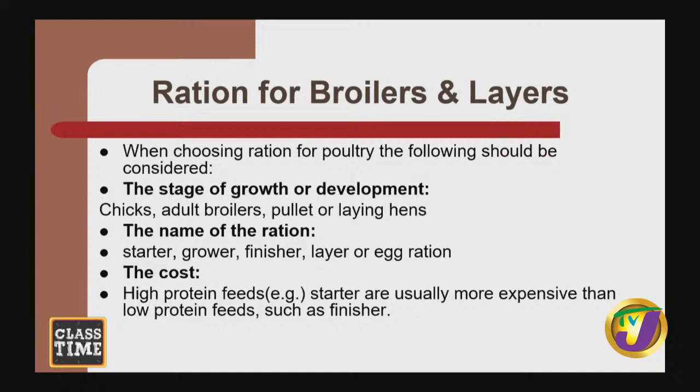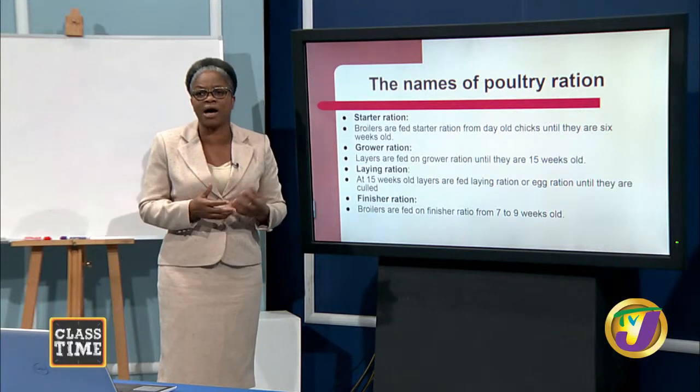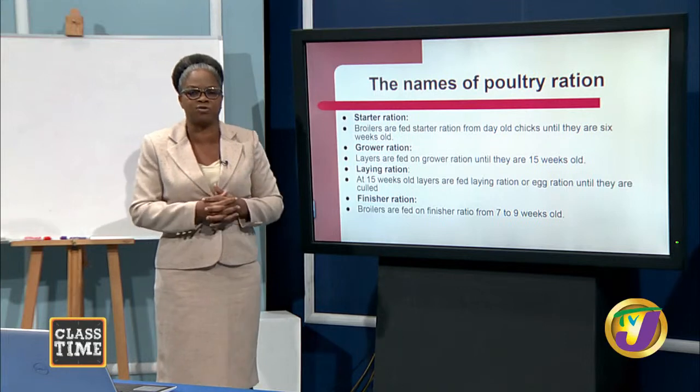You also need to know the name of the ration for broilers and layers: starter, grower, finisher, layer, or for egg production. And when we think about cost, you want to make sure that the high protein feeds, the starters, are usually more expensive than low protein feeds, such as the finisher. But you need to know, based on the age of the animal, which feed you need to give that animal. Good? Let us now go in to look at the names of the poultry ration.